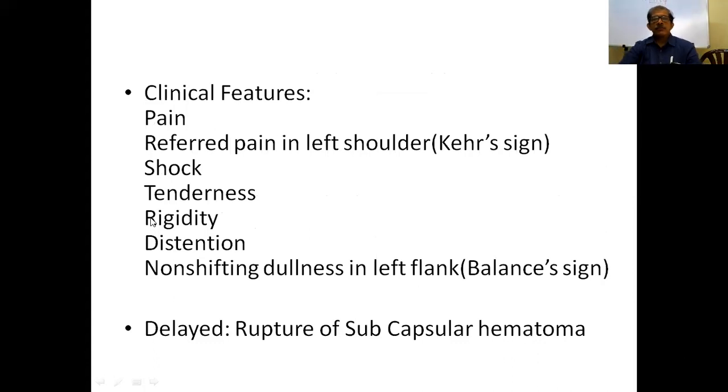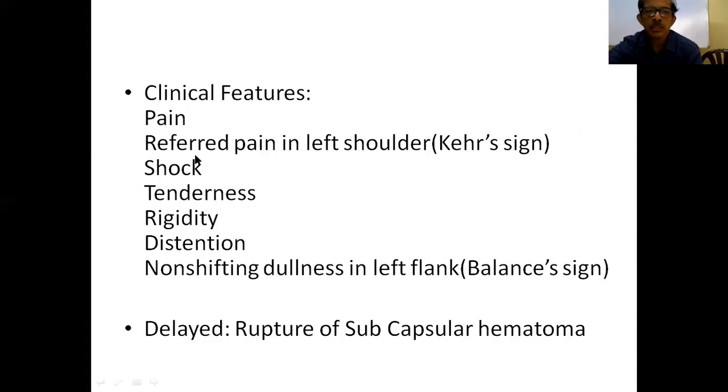So what are the clinical features? Of course, there will be pain. Then this is very important, not only practically but even academically. This may be given as an entrance bit. Kehr's sign is referred pain in the left shoulder. Whenever there is injury to the spleen, because of bleeding, the diaphragm is irritated. The diaphragm is supplied by the phrenic nerve, which has the dermatomal component of C5 in the shoulder. So there will be referred pain in the left shoulder, that is called Kehr's sign.